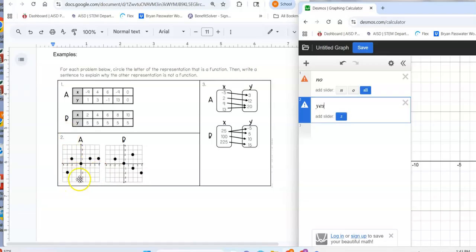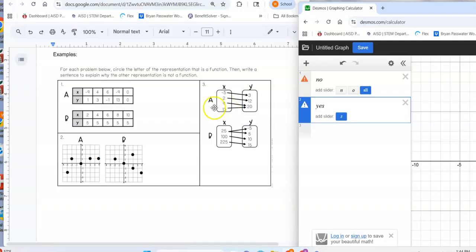It touches this one point, one point, one point, one point. Okay, so that's a yes. This B is no. The reason it's no is because you see these two points right here, they are vertically aligned. That means if I draw a vertical line, like with a pencil, and I just move it across like this, that would not work. That would make this not a function. So A is yes, B is no.